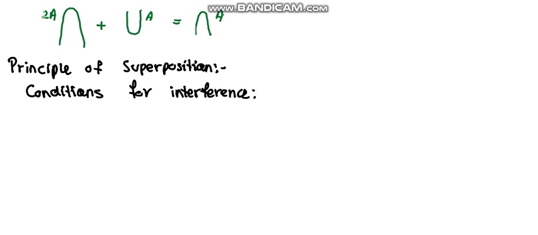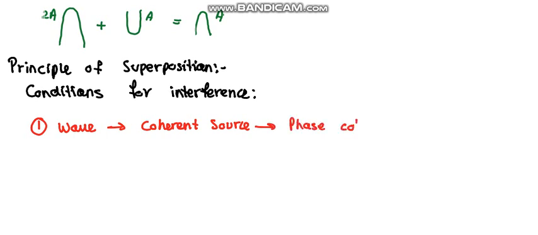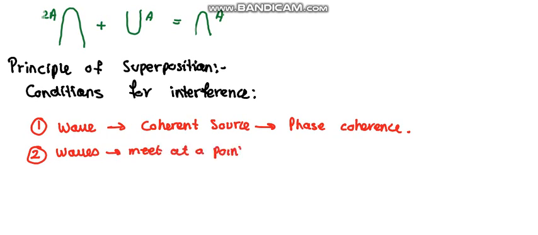Condition number 1 is that the waves must be from a coherent source, which means that they have phase coherence. Number 2 is that the waves must meet at a point. Number 3 is that the waves must be of the same type.